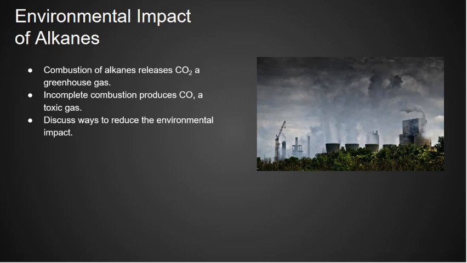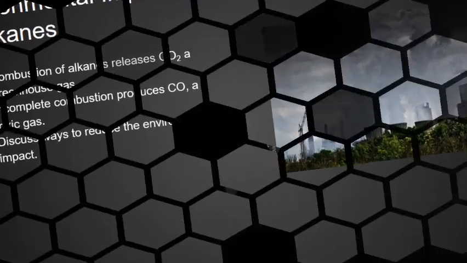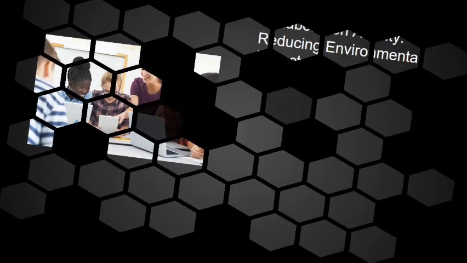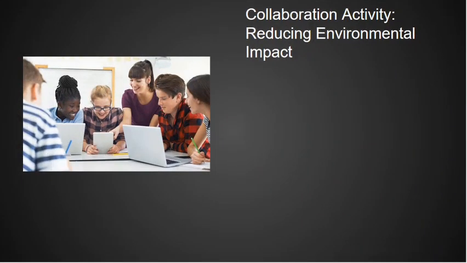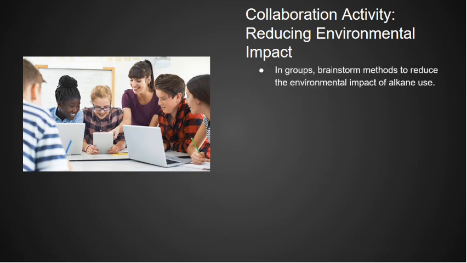Discuss ways to reduce the environmental impact. Okay, this is an activity for you. Quickly pause this video. Think of a way that we can reduce the environmental impact of the use of alkanes. Okay, this is another activity, reducing environmental impact. In groups, brainstorm methods to reduce the environmental impact of alkane use. Create a poster to present your ideas.